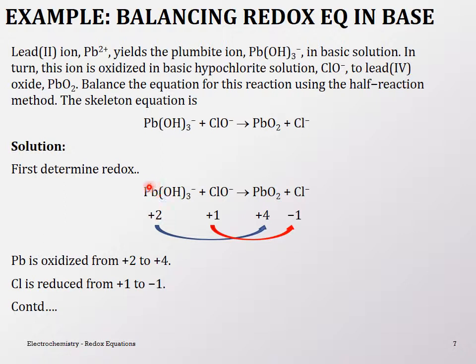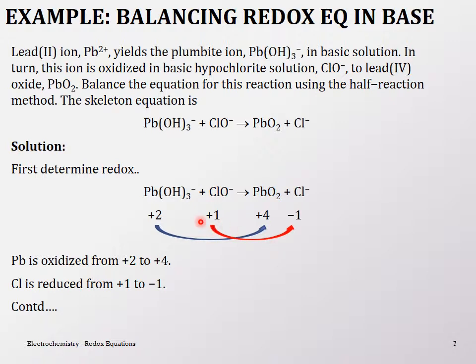Here is lead, and lead is going from +2 to +4, which means this is getting oxidized. Chlorine is going from +1 to -1, which means that this is gaining electrons, and so this is getting reduced. So lead is getting oxidized, chlorine is getting reduced. And how do we know this is a +1? Because oxygen is -2 and there's a -1 left over, so chlorine must be +1.